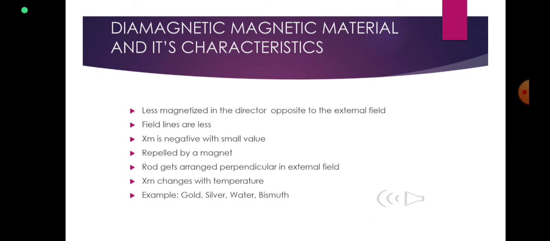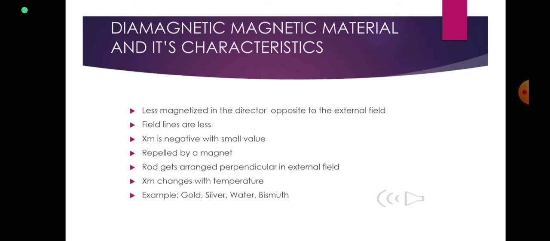So now we are going to discuss the characteristics of diamagnetic material. First, it is less magnetized in the direction opposite to the external field. Second, field lines are less. Third, chi-m is negative with a small value. Fourth, it gets repelled by a magnet.